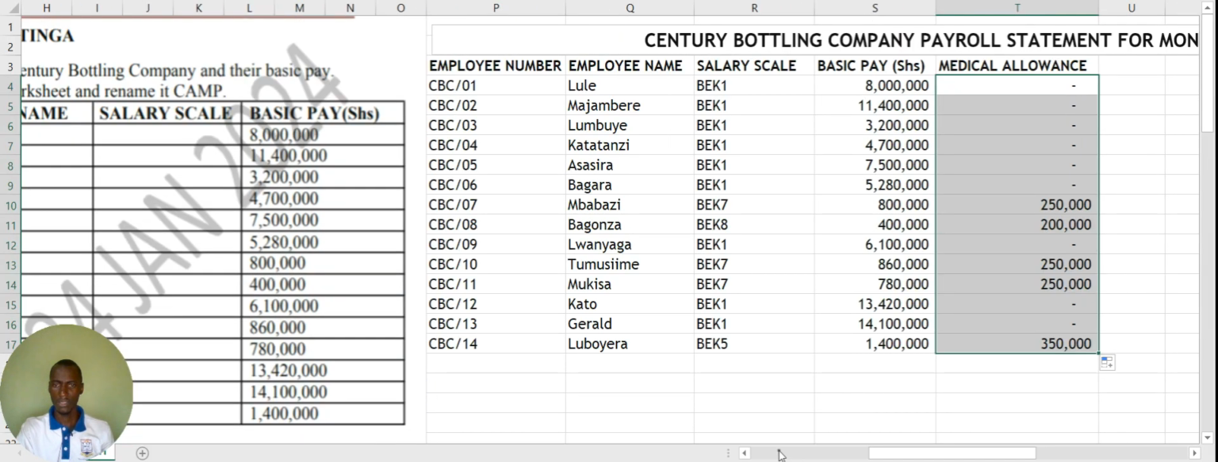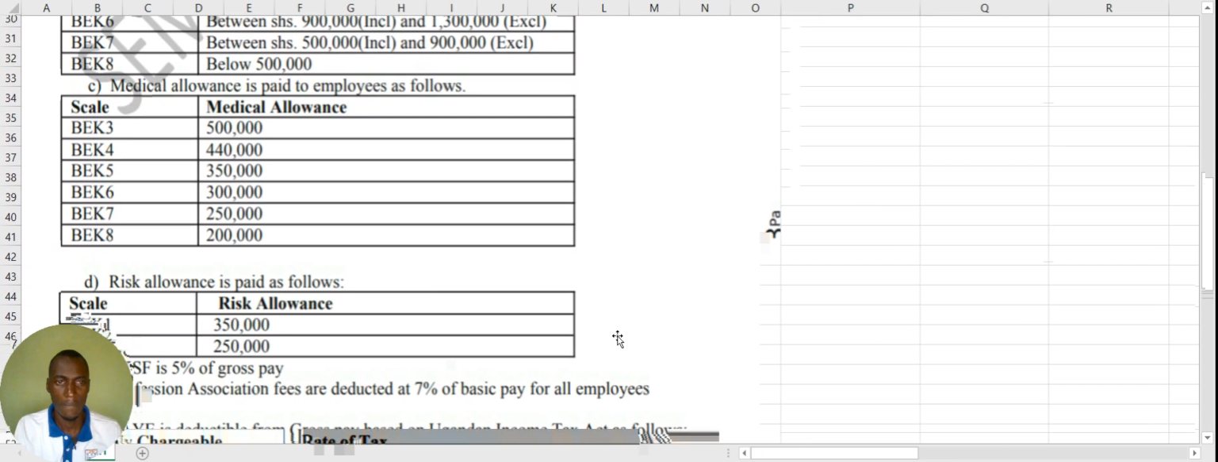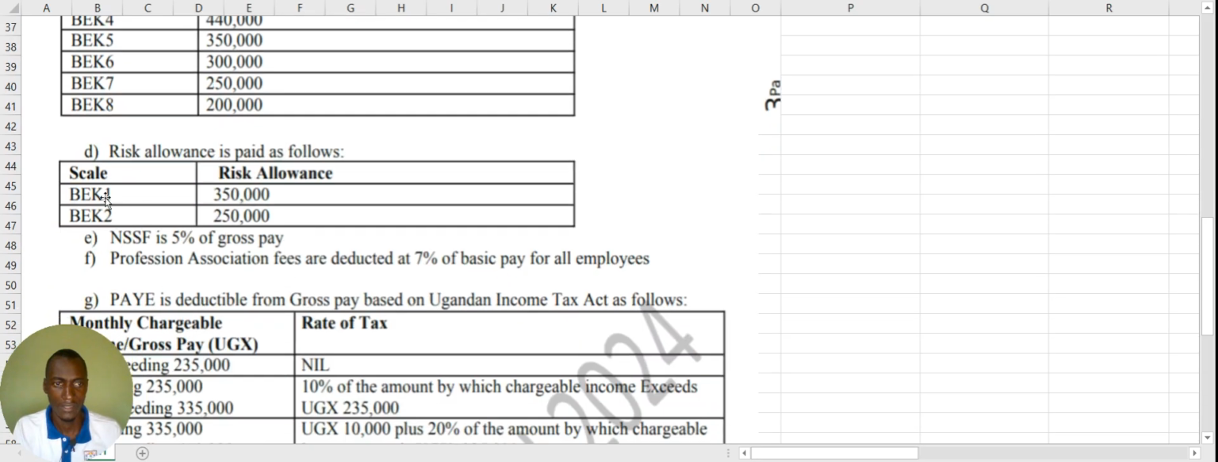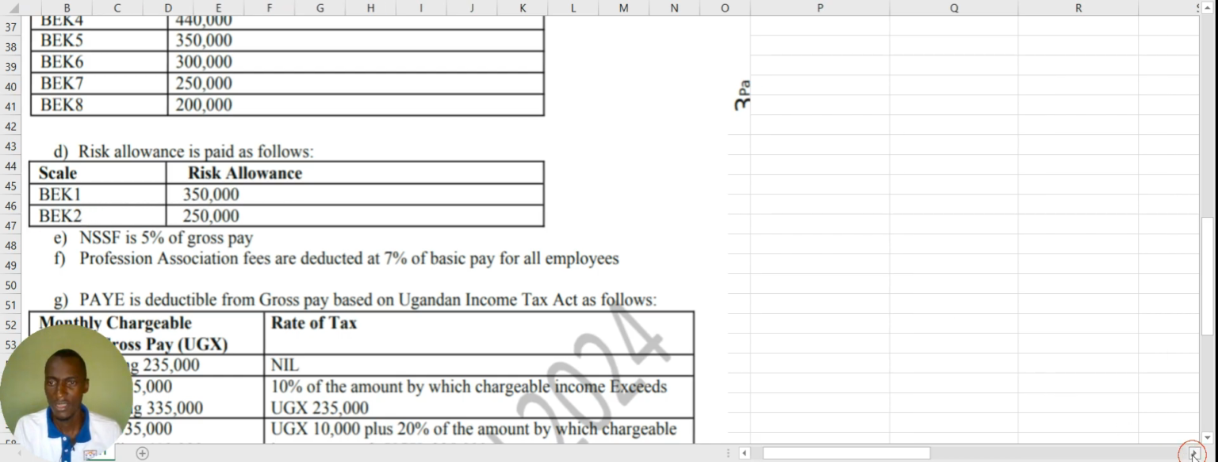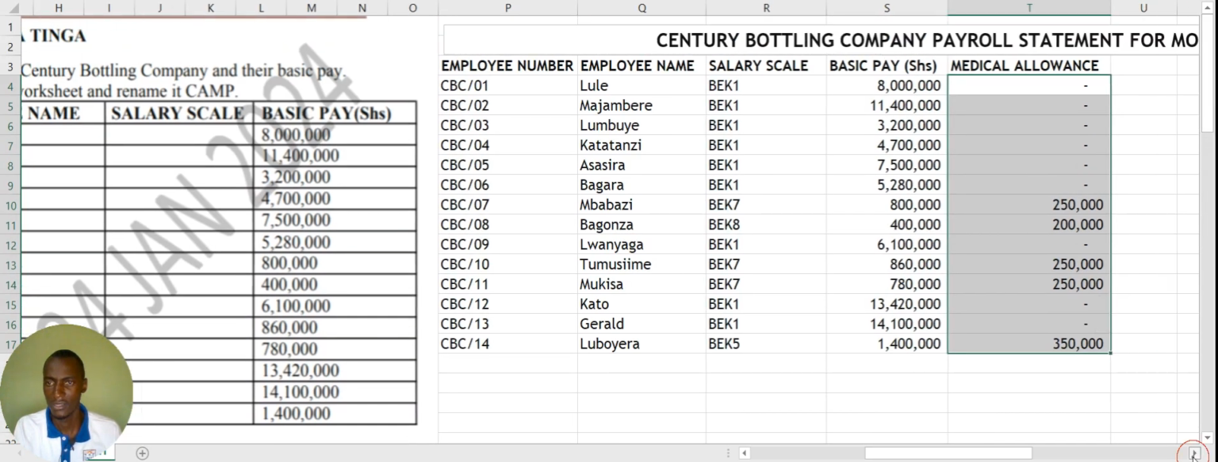So what else do they want us to come up with? Let's check and see. Next is risk allowance, paid as follows. If the salary scale is BEK1, then the risk allowance is 350,000. If it's BEK2, then it is 250,000. This is a bit short. It's going to be very easy.